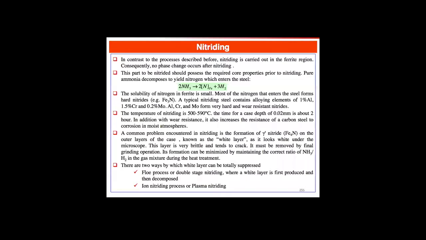For regular nitriding, on the other hand, we do this in the ferrite region, so we don't have a phase transformation, right? Basically, you're trying to dissolve nitrogen into the ferrite. But the solubility of nitrogen is small, so basically everything rapidly forms very hard nitride intermetallics, right? So Fe3N, and our other strong nitride formers, aluminum, chromium, molybdenum, right? And we form very hard, wear-resistant nitride particles.